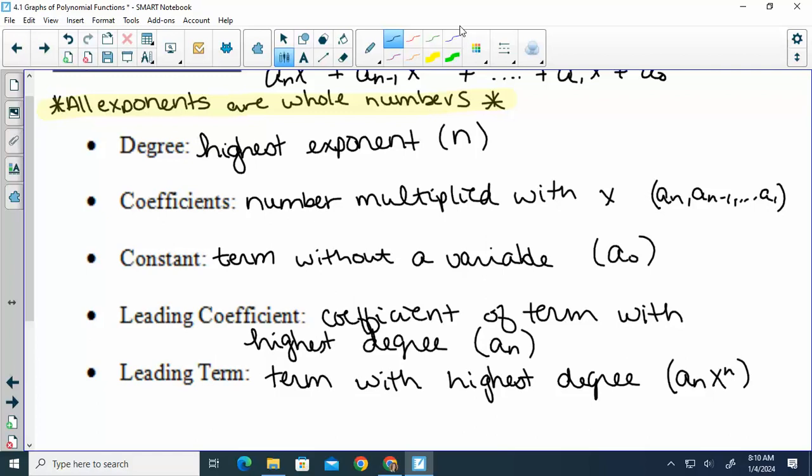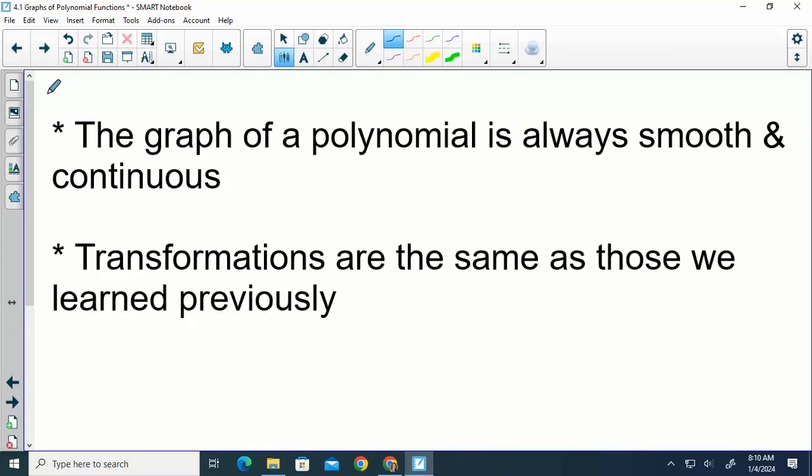Any questions about those terms? And we will be seeing these again. It's not the only time I'm going to put them up here. When we look at the graph of a polynomial, it will always be smooth and continuous. It's just like a wave. You're not going to have any corners, so no V's or anything, no breaks in your graph, no sharp turns. So it's just a nice smooth curve.